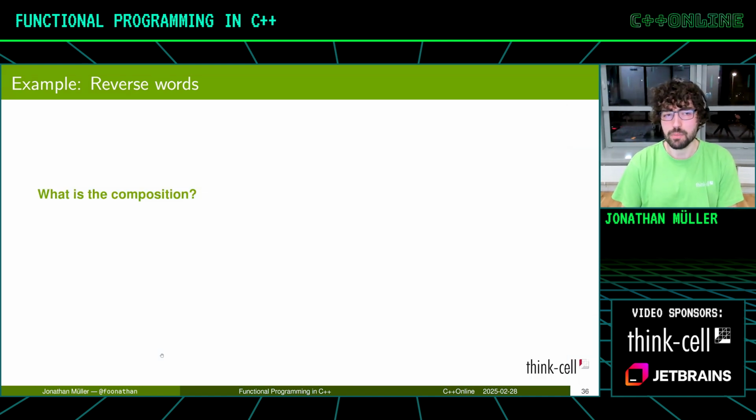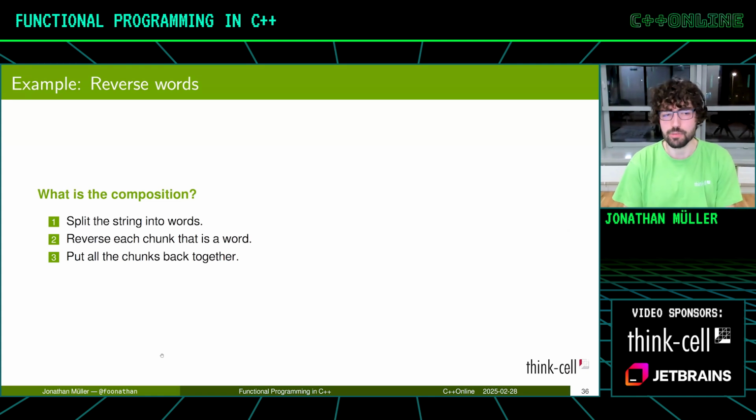It's really nice if we think about the composition again. So what is the composition? We first split the string into words. Then we reverse each chunk that is a word. And then we put all the chunks back together. And this is how we can do it.